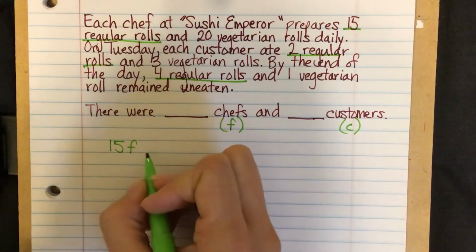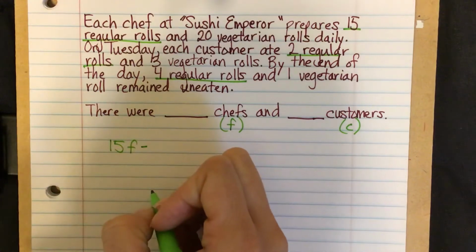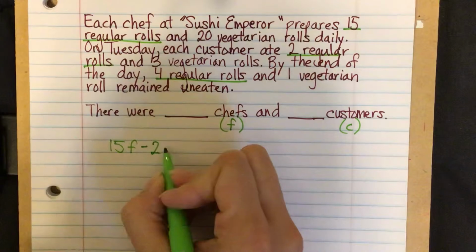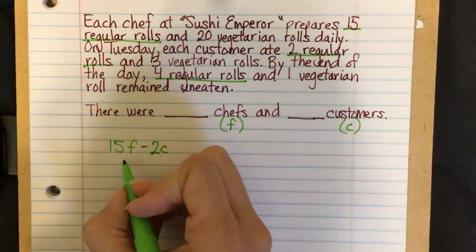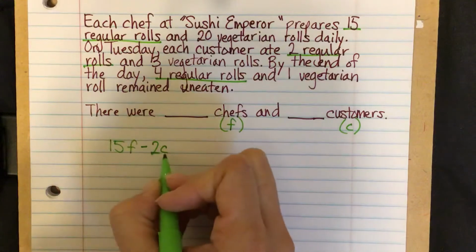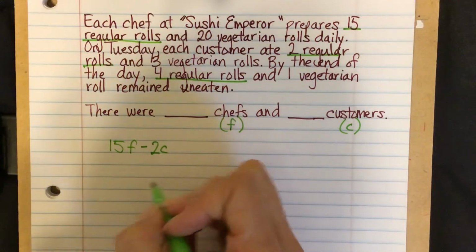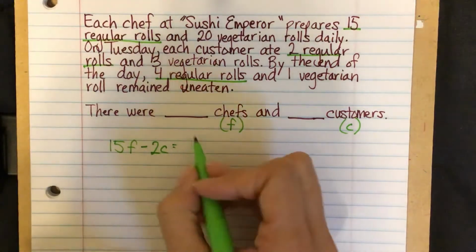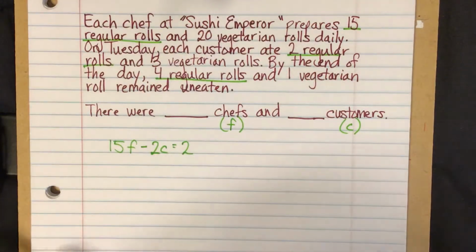And then the customers come in and eat them. Well, that means that these rolls are going away now. And it's going away by 2 rolls per customer. Okay, so this was the number of rolls that were made, and then the customers are eating them, so they're going away at 2 per customer. And at the end of the day, what's left is 4 regular rolls. Okay, so there's our first equation.